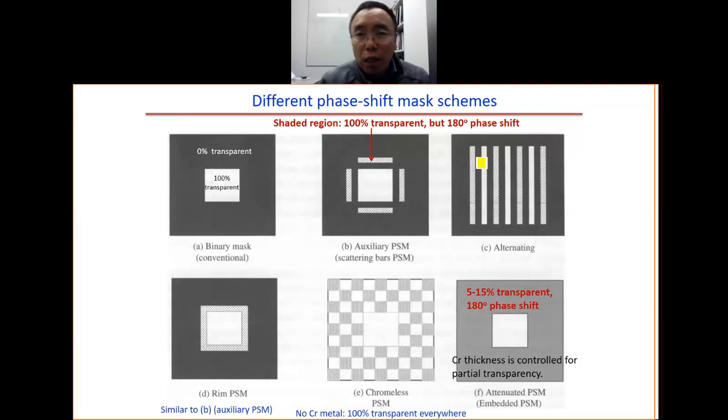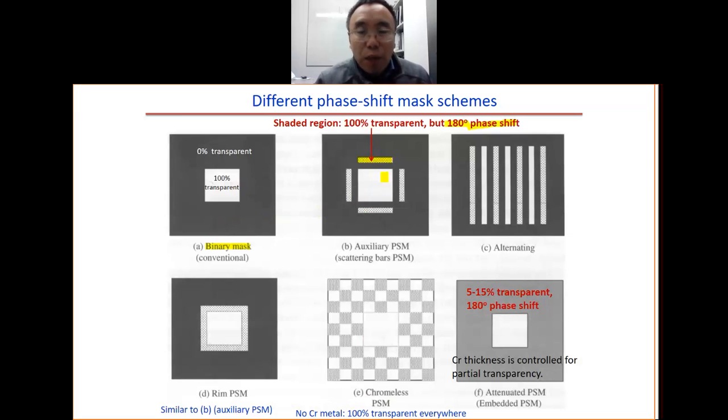So here we talk about this kind of configuration: 180 degree, 0 degree, 180 degree, 0 degree. For other patterns, for example, if we want to expose this square with a binary mask, what do we do? There are a few ways to do this. You can put some small structures here, which are transparent but have 180 degree phase shift. We can also do it this way, or we do the chromeless mask. This is the chromeless mask. This one is the attenuated mask. They can all be used to have better image contrast than this binary mask.